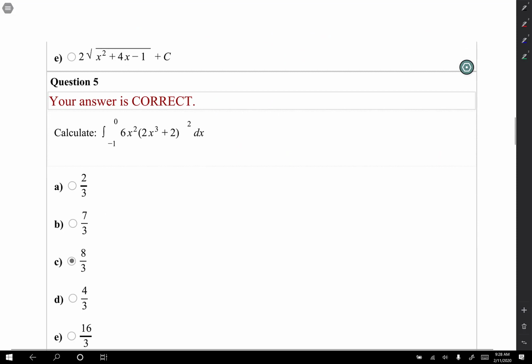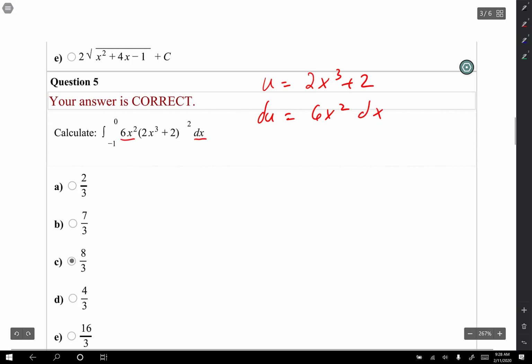There's a square here. That square belongs to the 2x cubed plus 2. u is going to equal 2x cubed plus 2. So du is going to be 6x squared dx. There's no substituting. They made it simple for me.